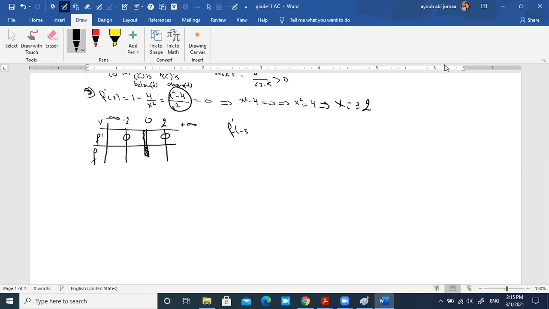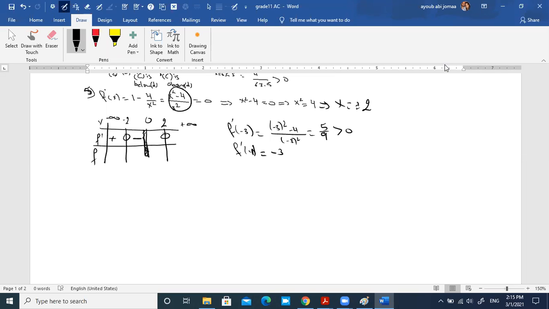So f prime of negative 3. Replace in this: negative 3 squared minus 4 over negative 3 squared. Then you get 5 over 9. This number is positive, so you write here positive. Number between negative 2 and 0, any number. Let's say negative 1. F prime of negative 1 is equal to negative 1 squared minus 4, negative 3 over negative 1. It's negative, so you write negative.